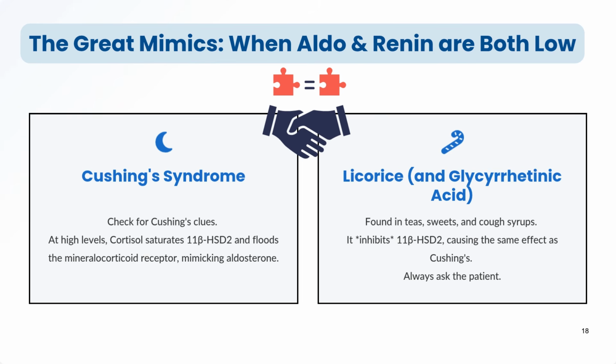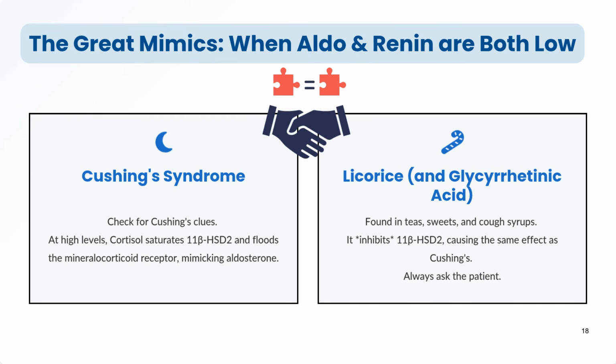Once that enzyme is saturated, cortisol starts behaving like aldosterone, driving hypertension, hypokalemia, and metabolic alkalosis. So anytime you see this triad with low renin and low aldosterone, always check for cushingoid clues like weight gain, striae, bruising, and proximal weakness. And the second mimic is licorice. This one sounds harmless: tea, candies, cough syrups, but licorice contains glycyrrhizic acid, which inhibits the same enzyme, 11 beta-HSD2. The result is identical to Cushing. Cortisol floods the mineralocorticoid receptor and acts like aldosterone. So this is one of those situations where a simple question, do you take licorice, herbal teas, or traditional remedies, can solve the entire puzzle.